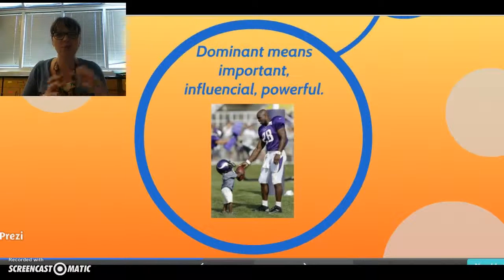Dominant means important, influential, or powerful. So you can see in this picture we have 2 football players. One is more dominant than the others. They are more influential, more powerful.